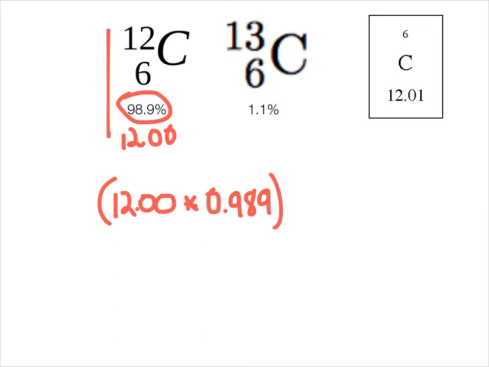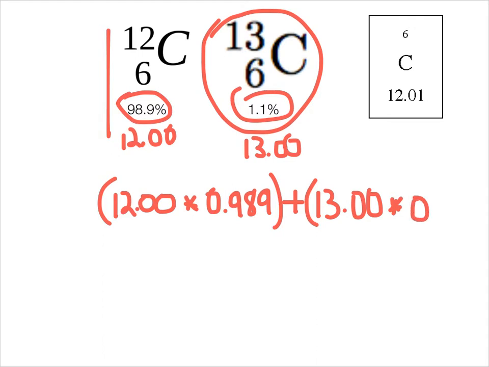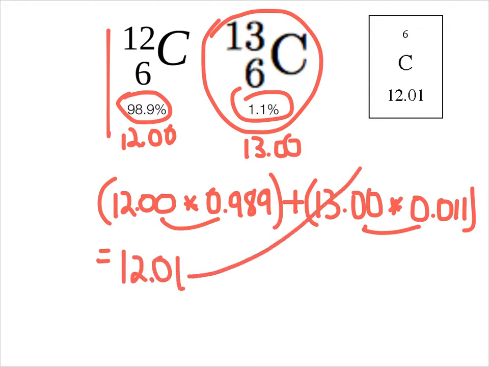And then we're going to close our parentheses, and then we're going to do the exact same thing with the other isotope of carbon. I don't know if you remember from the previous slide, but its relative atomic mass is 13. So I'm going to put 13 here and multiply it times its percentage. Moving the decimal back 2 places there gives us 0.011. And then when we do the math, when we multiply this and multiply that and then add them together, guess what we get? We get 12.01, which is what we see as the mass of carbon on the periodic table.